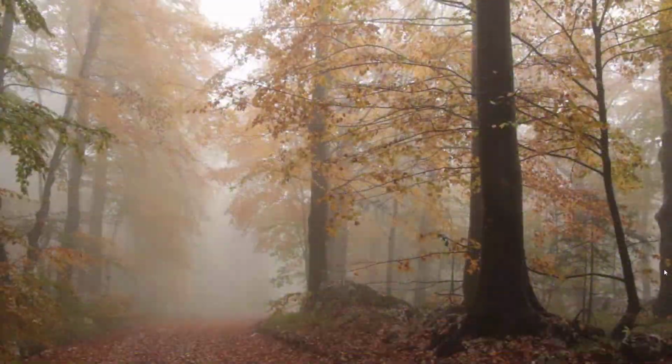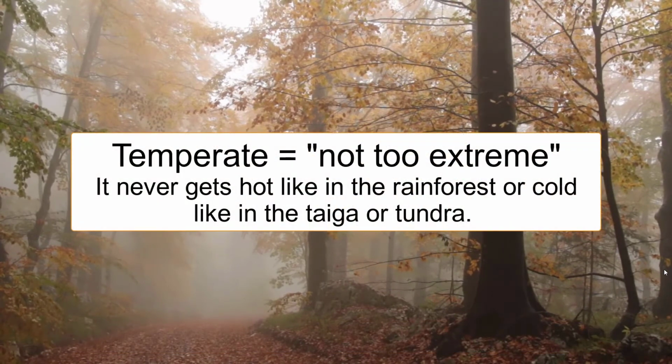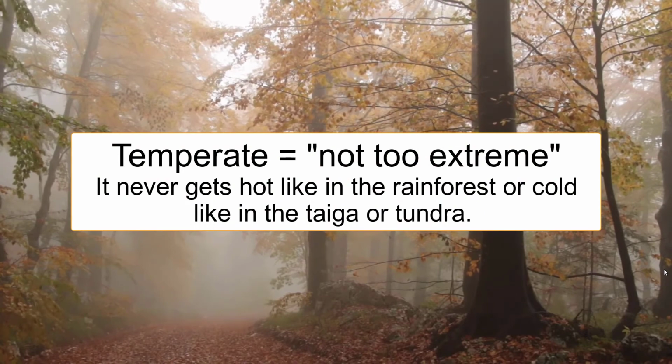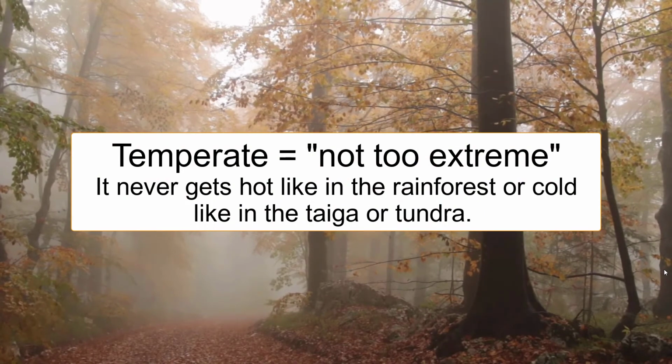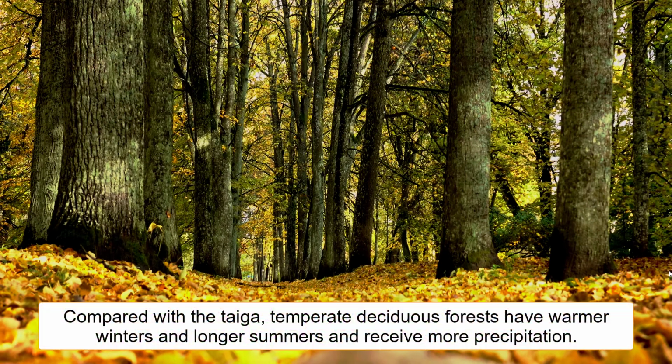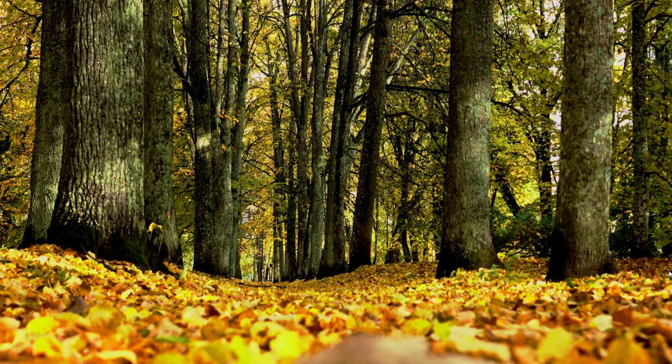Temperate means not to extremes or in moderation. In this case, temperate is referring to the temperature. It never gets hot like in the rainforest or cold like in the taiga or tundra. Compared with the taiga, temperate deciduous forests have warmer winters and longer summers, and they receive more rainfall.